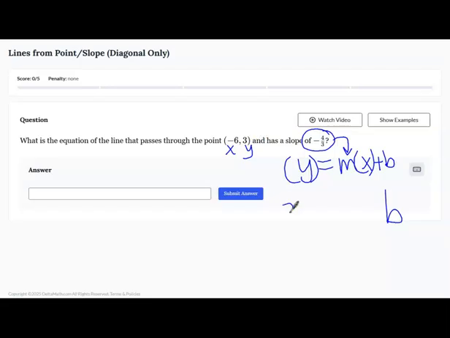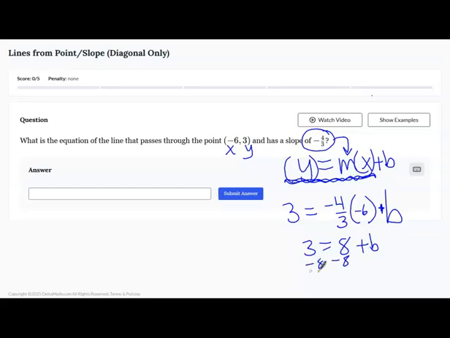So our y is 3, our m is -4/3, and our x is -6. Now all of that is going to be in front of the plus b. So all of this we're going to erase and replace. And when we do that, we can compute this math over here. -4 times -6 is 24. 24 divided by 3 is 8. Now, I can solve the equation for b by subtracting 8 from both sides, giving me -5.